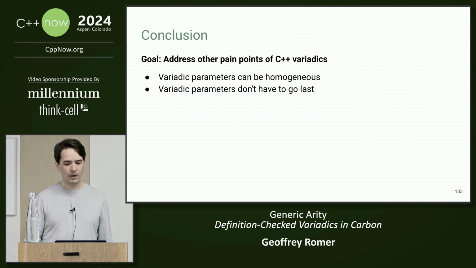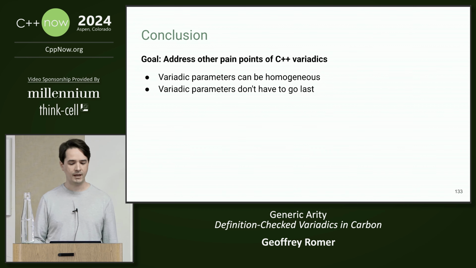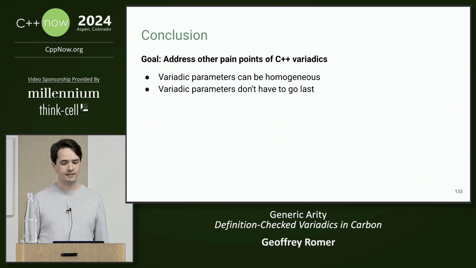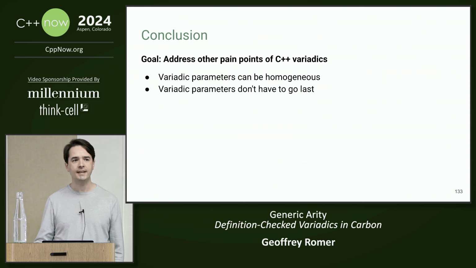And finally, we wanted to address a few minor pain points of C++ variadics, and we did that. We have native support for homogeneous variadic functions, and variadic parameters can appear at the beginning or middle of the function signature, not just at the end.